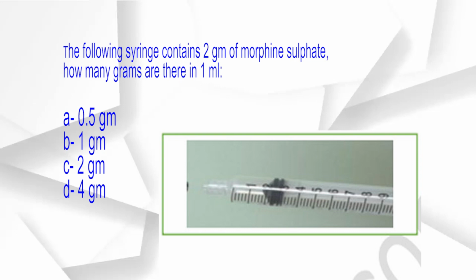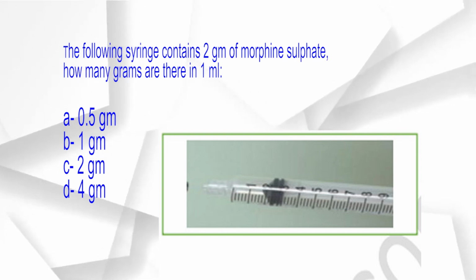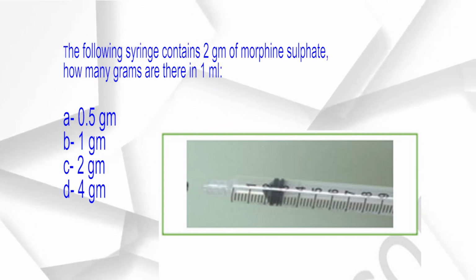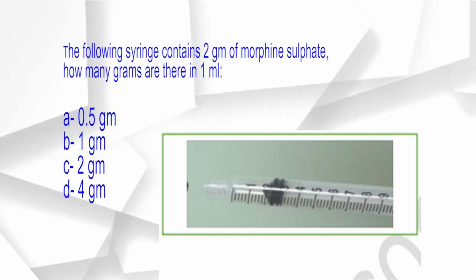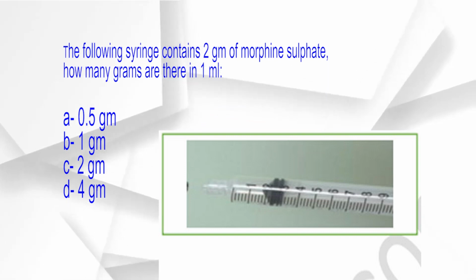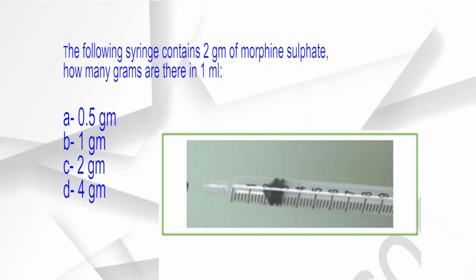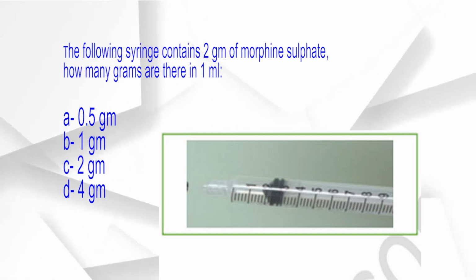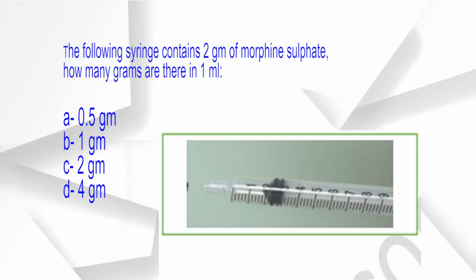Guys, here our next question. Following syringe contains 2 gm of morphine sulfate. How many grams are there in 1 milliliter? Answer. The options are A 0.5 gm, B 1 gm, C 2 gm, D 4 gm. And the correct answer is option.